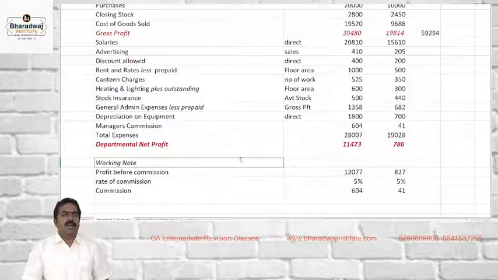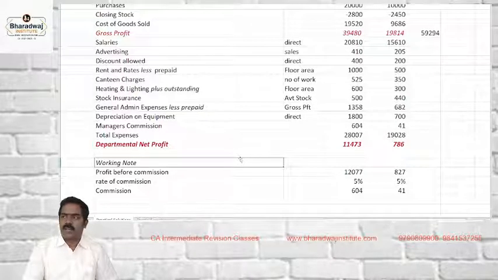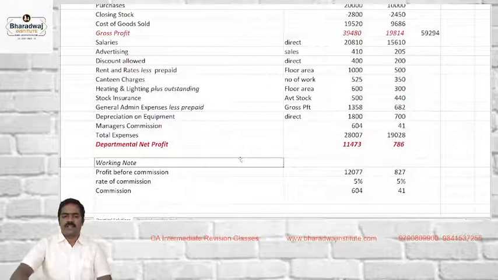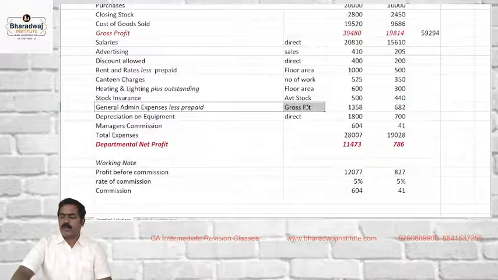Since the administrative expenses are based on both purchases and sales, we apportion this based on which one? Gross profit.